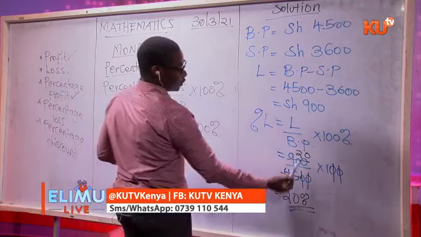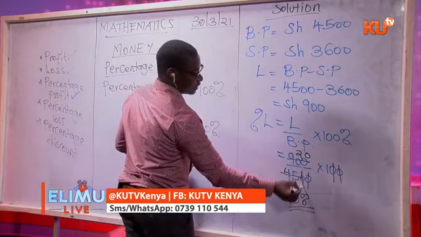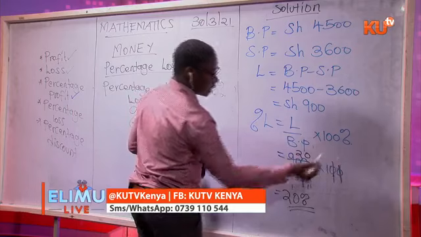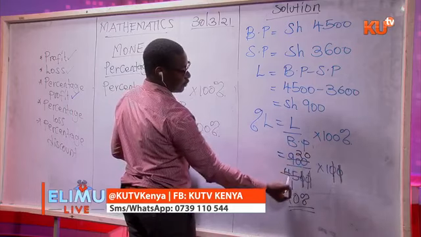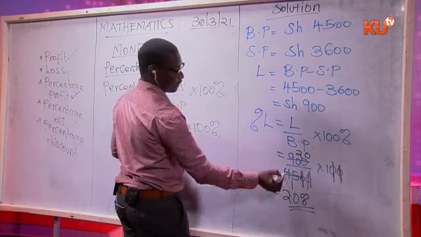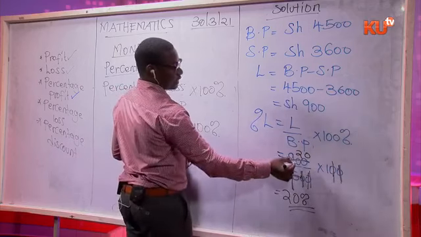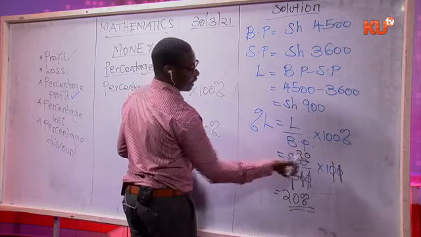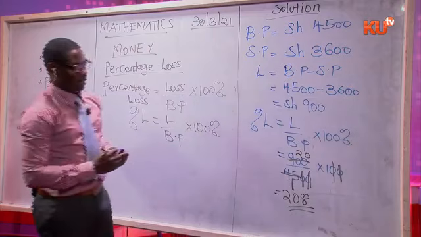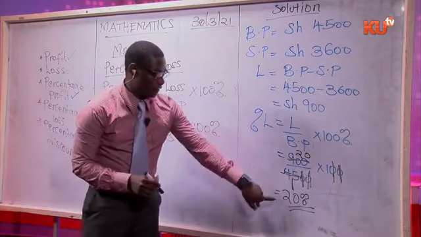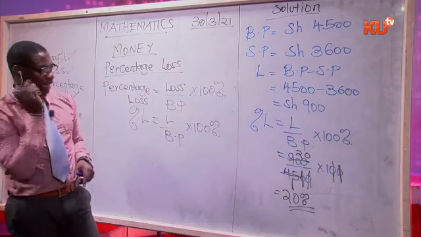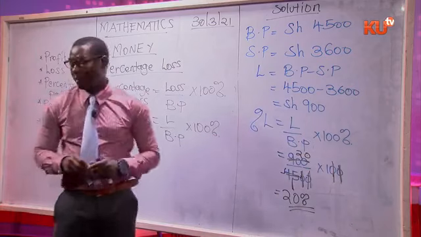Let me repeat. When you are solving this, you cancel two zeros with two zeros. So you are left with 900 over 45. 45 goes into 90 two times. Then you add the zero that is there to make it 20. So 45 times 20 is 900. And our answer is 20%.